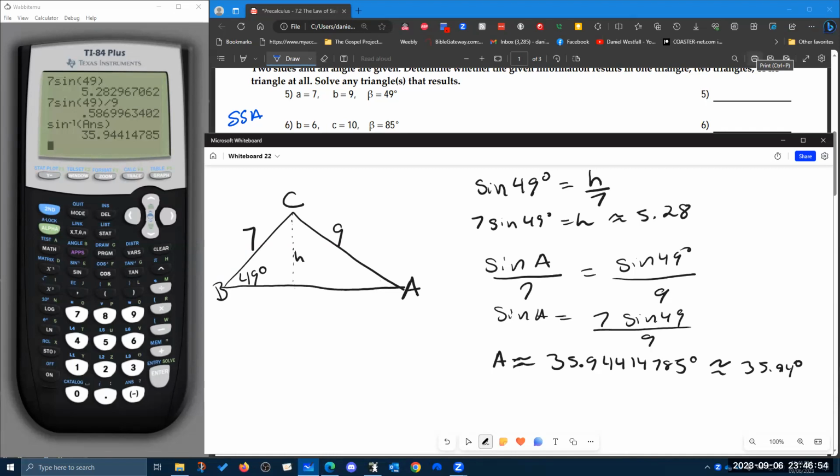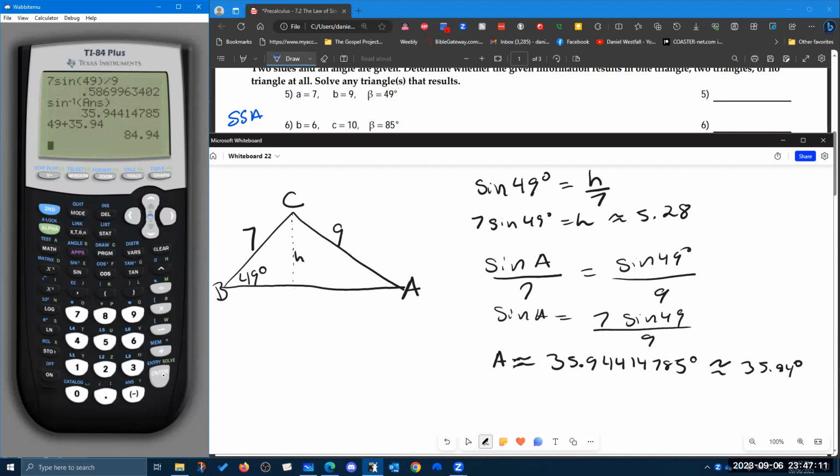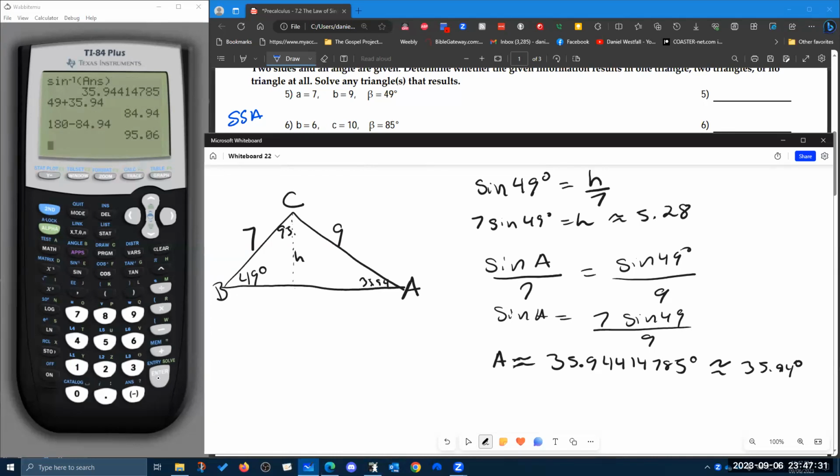And then that means that 49 plus 35.94 is 84.94. So we're going to take 180 minus 84.94. It's going to give me 95.06 for angle C.